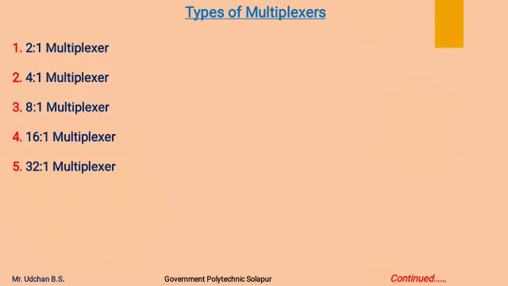Now we will see the types of multiplexer. There are 5 types: 2:1 multiplexer, 4:1 multiplexer, 8:1 multiplexer, 16:1 multiplexer, and 32:1 multiplexer. In a 2:1 multiplexer, the number of inputs is 2 and the output is 1. From this we can decide the select line using this formula: n is equal to 2 raised to m. Here n is 2, so 2 is equal to 2 raised to m. If we compare the powers, we get m equal to 1. So this is the select line for the 2:1 multiplexer.